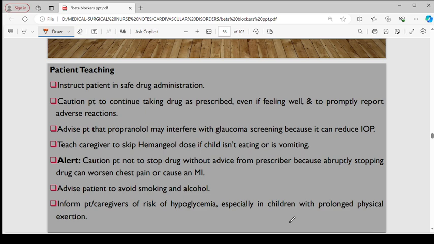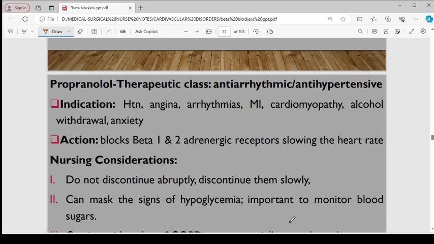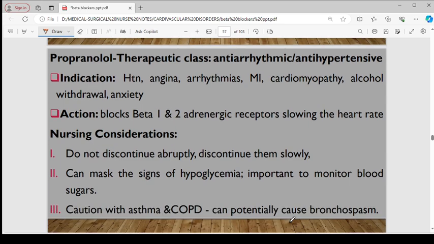You advise the patient to avoid smoking and alcohol, and then inform the caregivers of the risk of hypoglycemia, especially in children with prolonged physical exertion. So generally, this drug can be classified therapeutically as an antiarrhythmic or antihypertensive, and it's indicated majorly for hypertension, angina, arrhythmias, MI, cardiomyopathy, alcohol withdrawal, and even anxiety. It works generally by blocking beta-1 and beta-2 adrenergic receptors, thus slowing the heart rate.